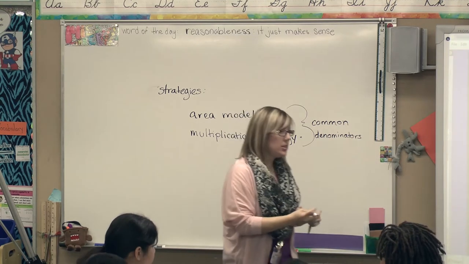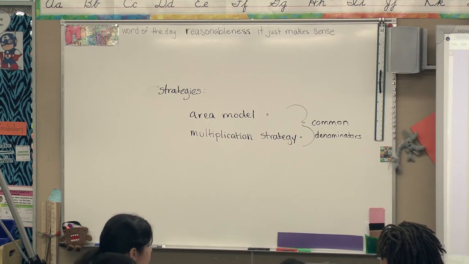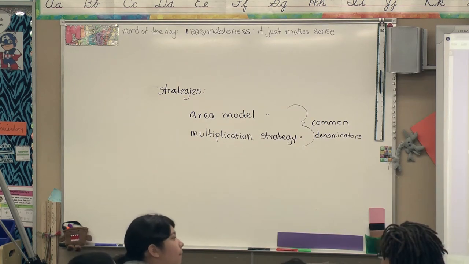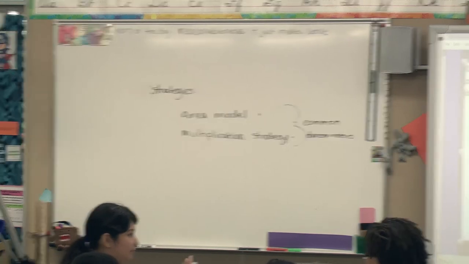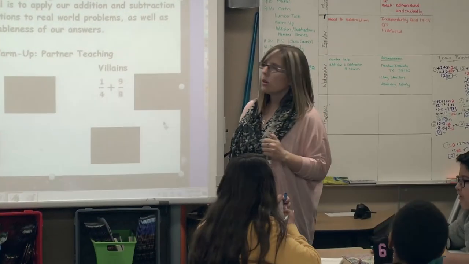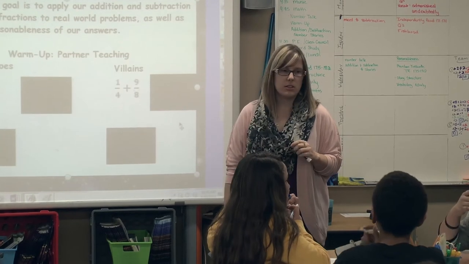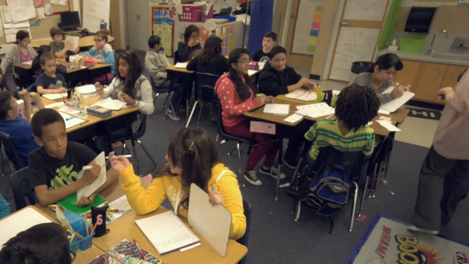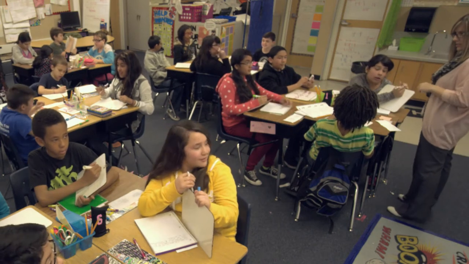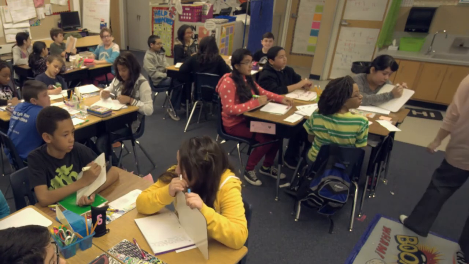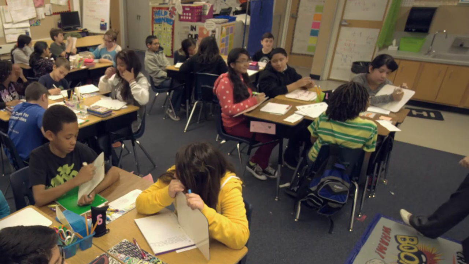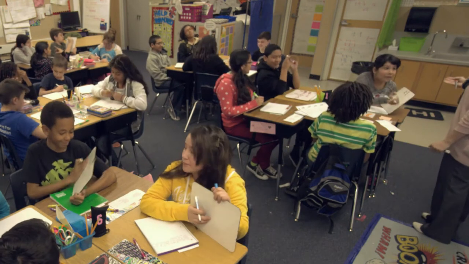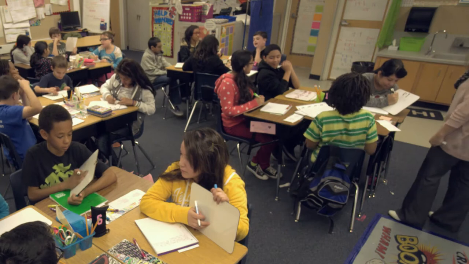All right, villains, you ready? Villains, you are teaching 1/4 plus 9/8. What are you teaching? 1/4 plus 9/8. What strategy do you want? Go. What strategy do you want to see? We have two strategies. What strategy do you want to see? All right. He's looking for multiplication.